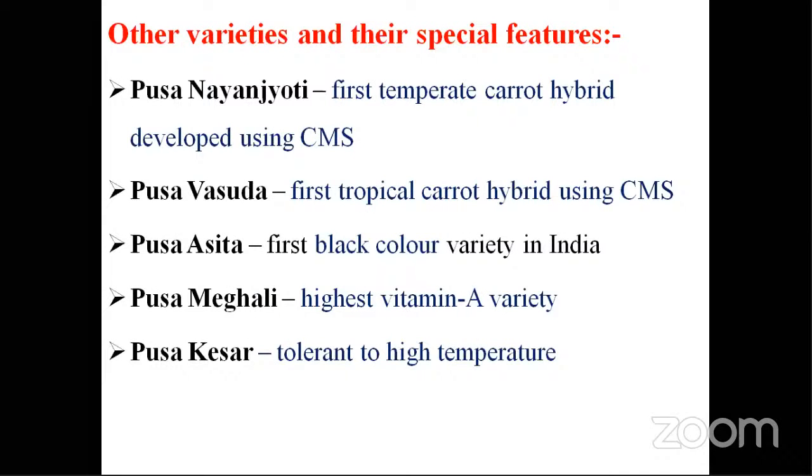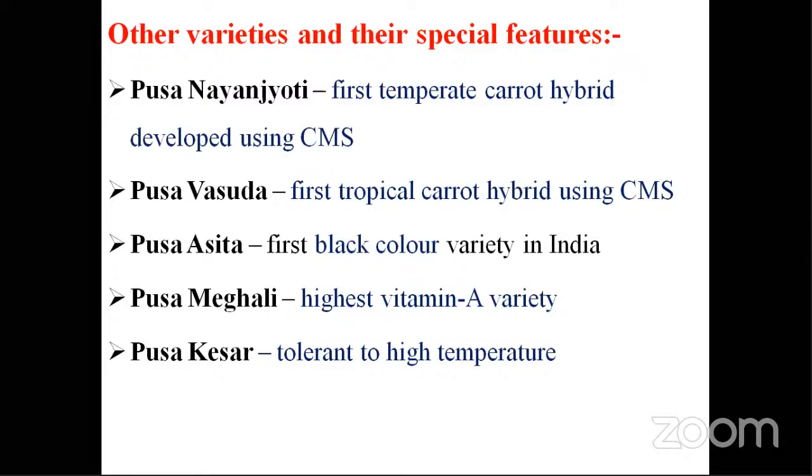Next, other varieties, if we talk about in carrot, they are Pusa Nainajoti. Why is Nainajoti important? Because it was developed as a CMS variety, and it's the first temperate carrot hybrid developed using CMS. Nextly, Pusa Vasudha, which is the first tropical carrot.